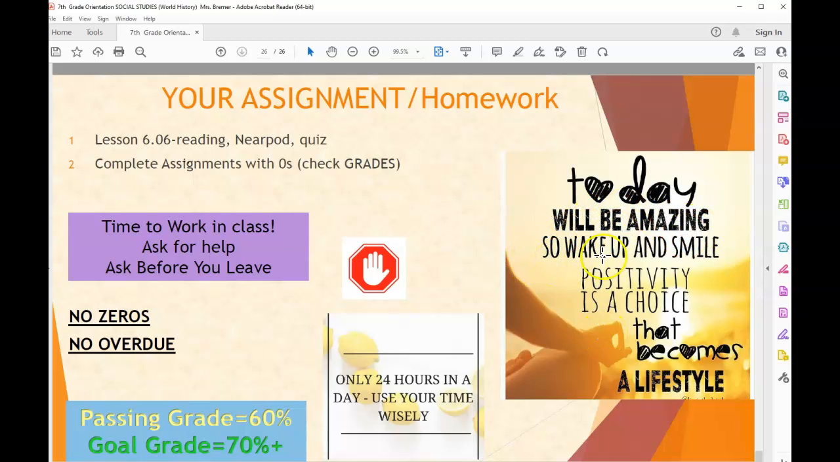And today will be amazing. So wake up and smile. Positivity is a choice that becomes a lifestyle. And these are types of things that you might find in yoga.